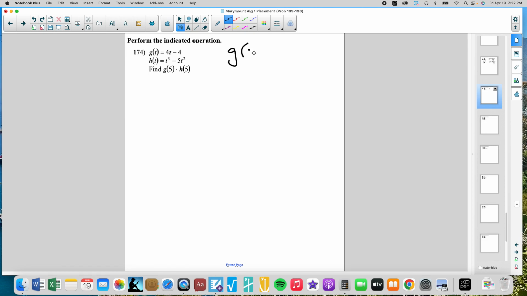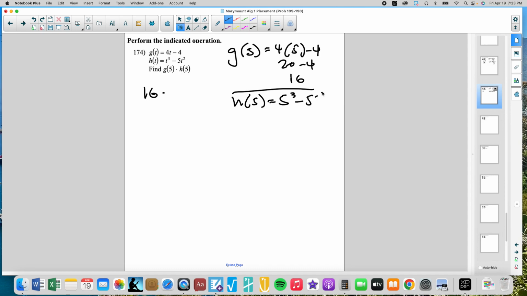G of 5 equals 4 times 5 minus 4. 20 minus 4 is 16. So 16 times h of 5, which equals 5 cubed minus 5 times 5 squared, which is 5 cubed, so h of 5 is going to equal 0. 16 times 0 is 0.